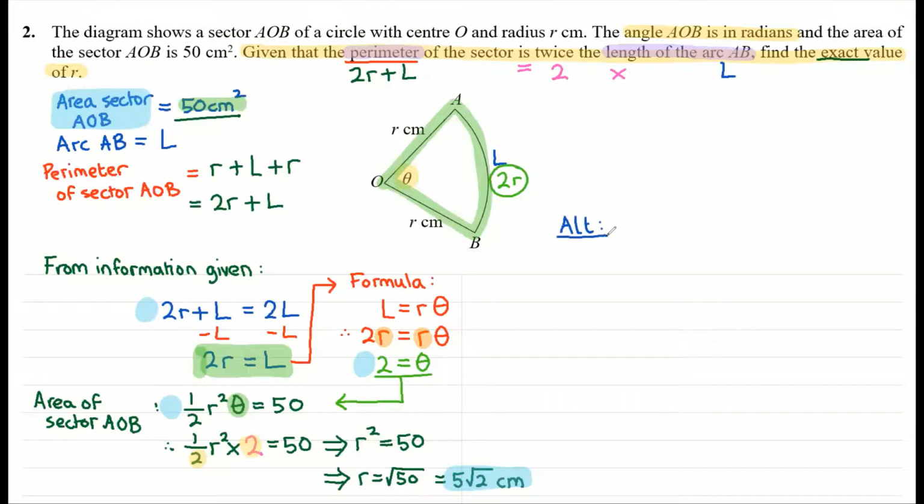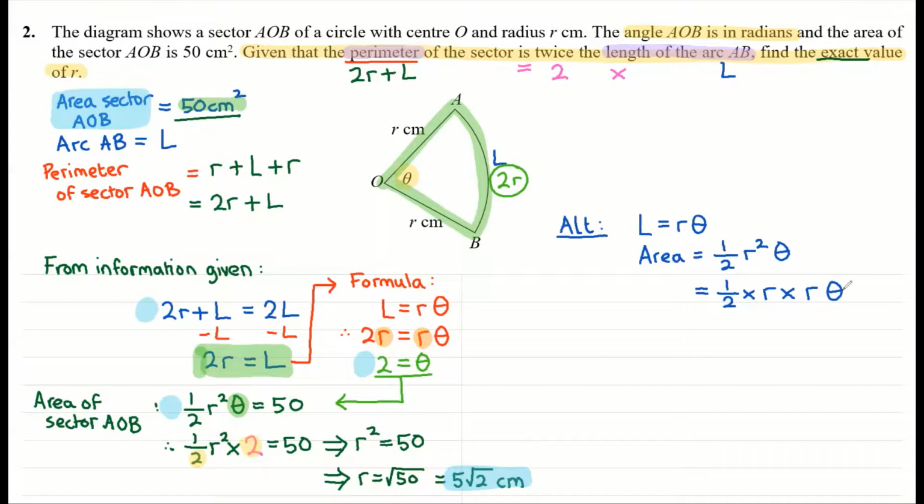Now, you'll notice we know that L is equal to R theta, okay? And we also know that the area is equal to 1/2 R squared theta. Now, we can actually express the area in terms of the arc length if we wish, because we can write the area as follows. We can write it as 1/2 multiplied by R multiplied by R theta. Okay? Now, it's a strange way of writing it, but remember, R squared is just R multiplied by R.